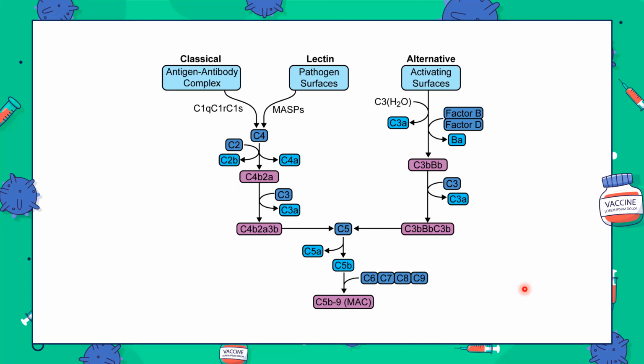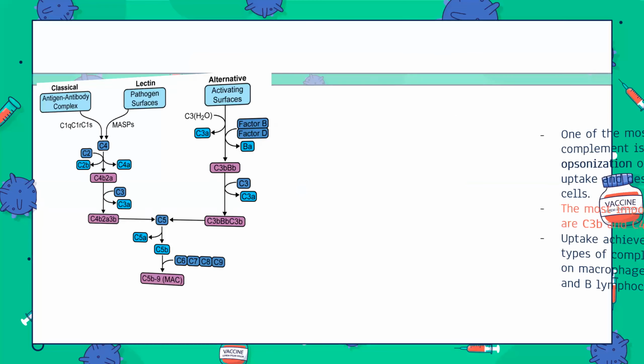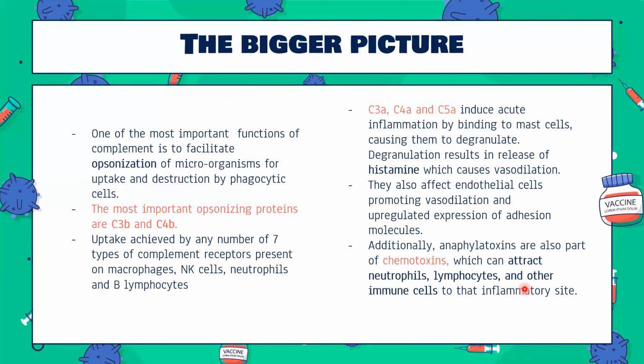Okay, so let's move on then, and let's look at the bigger picture. I kept on telling you guys about this anaphylotoxin. I kept on telling you, oh, they're gonna go do something. But what do they actually do? I'm just not gonna throw them away, right? The body's very resourceful. It uses everything that it actually makes. So C3a, C4a, and C5a are acute inflammatory cytokines. They're going to cause inflammation by binding to the mast cells and causing them to degranulate.